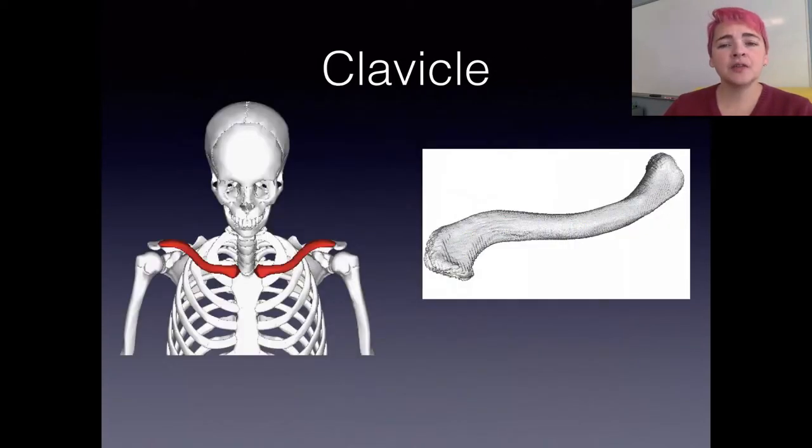The clavicle is also known as the collarbone. Most species actually do not have a clavicle. Cats do have a remnant of a clavicle. They have a very small, unusable clavicle. Dogs, horses, and cows do not have clavicles.